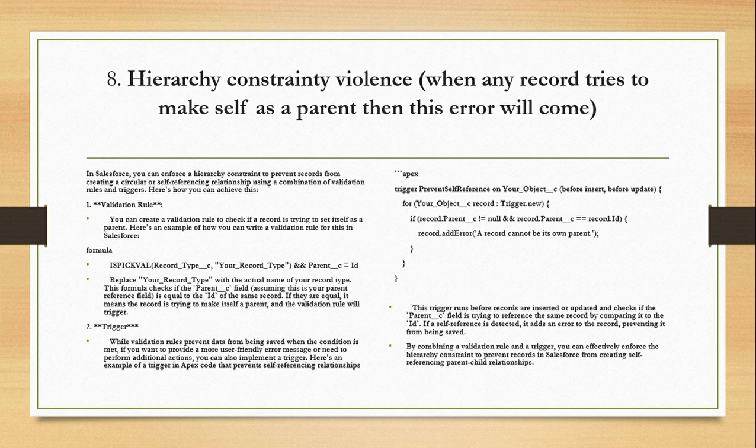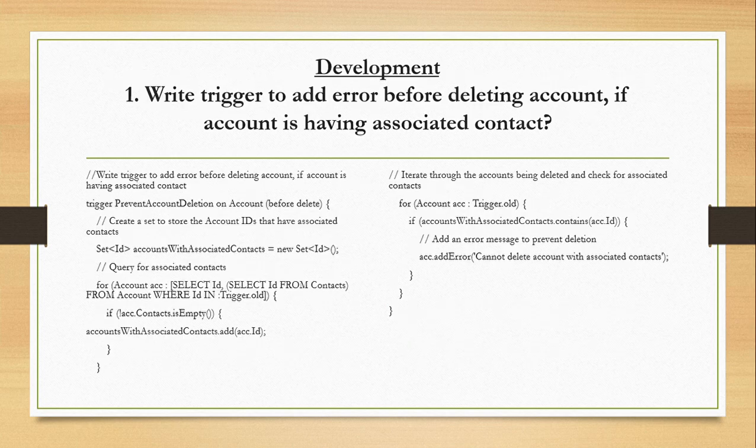By combining a validation rule and a trigger, you can effectively enforce the hierarchy constraint to prevent records in Salesforce from creating a self-referencing parent-child relationship.